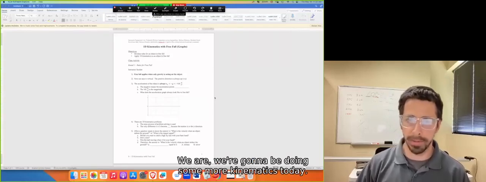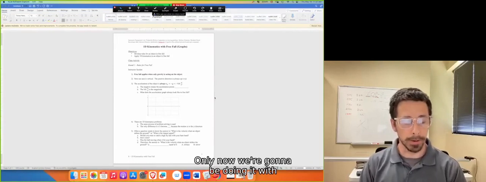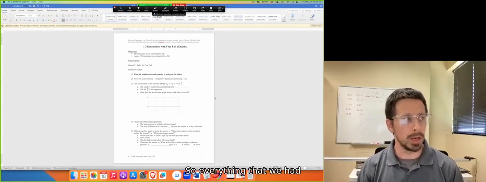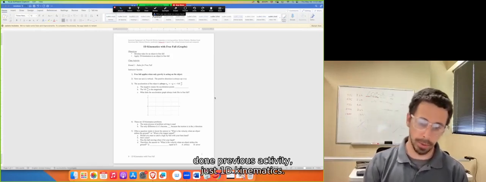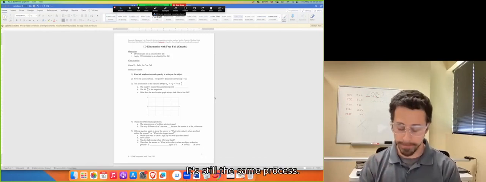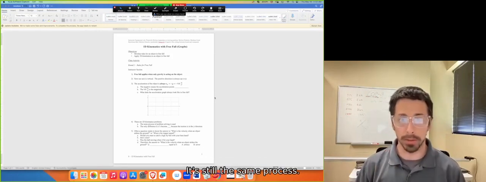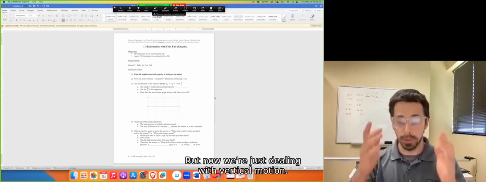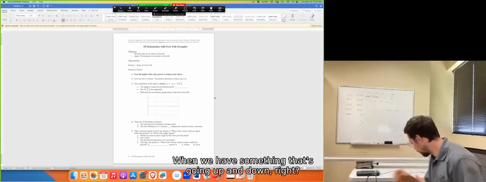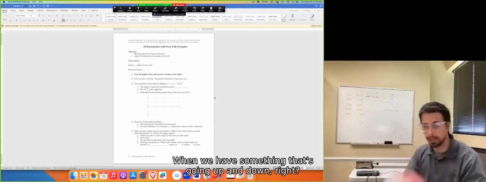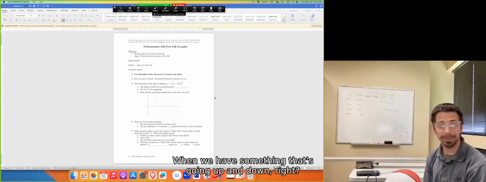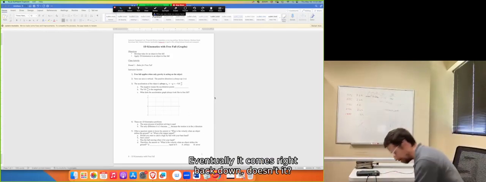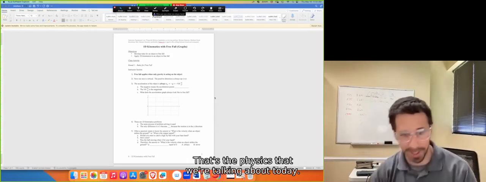We're going to be doing some more kinematics today, only now we're going to be doing it with the vertical, right? Vertical motion. Everything that we had done in the previous activity, just 1D kinematics, it's still the same process. We'll have a picture, we'll have graphs, we'll have equations, but now we're just dealing with vertical motion, in particular when we have something that's going up and down. You toss something up, eventually it comes right back down, doesn't it? And that's the physics that we're talking about today.